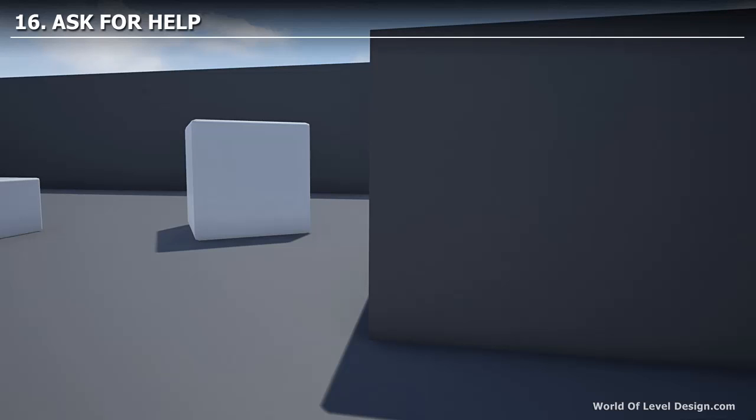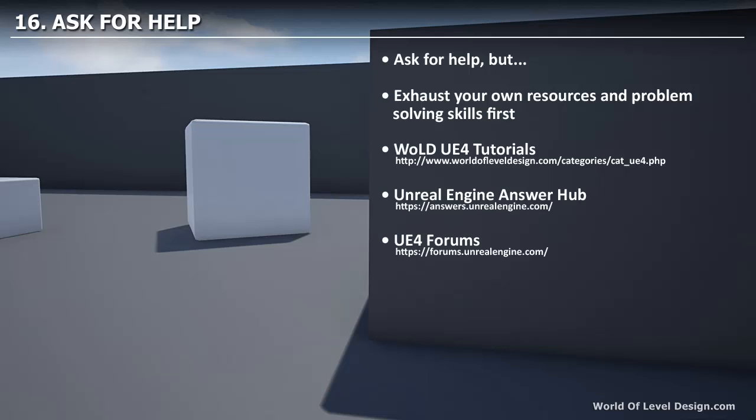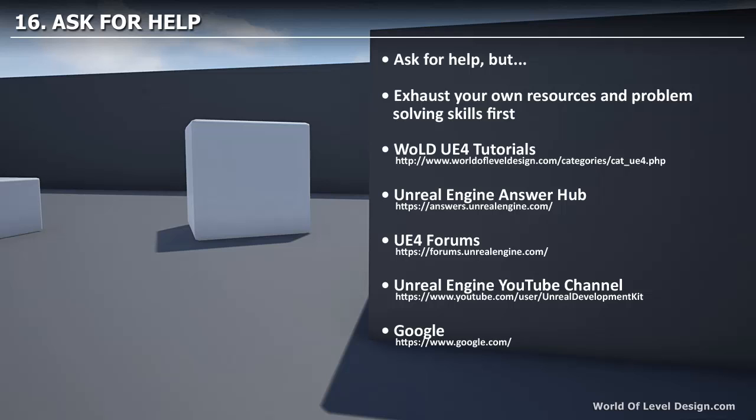And the last principle for learning Unreal Engine 4 is to ask for help. Now this is an obvious principle, but before you go online and look for answers, make sure you exhaust your own resources and problem-solving skills. So if you get stuck, make sure you spend some time trying to figure it out yourself. The places that I recommend that you go looking for answers are World Level Design Unreal Engine 4 tutorials, Unreal Engine Answer Hub, Unreal Engine 4 forums, Unreal Engine YouTube channel, Google, and YouTube. These should be enough to, if you ever get stuck, you'll find your answers here.